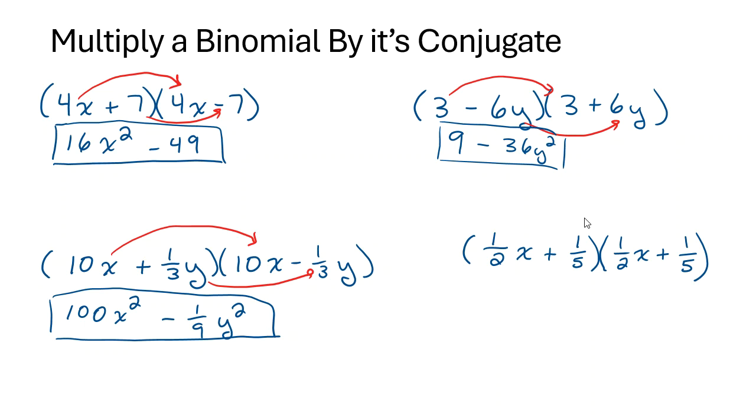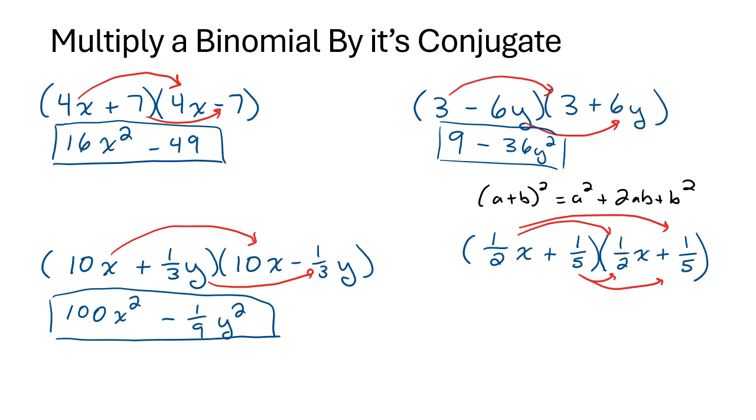All right, let's look at this one. Are those conjugates? 1/2 x plus 1/5, 1/2 x plus 1/5. No, those are not conjugates. So we can't just do the first and the last. Now we've got to do first, outside, inside, last. And as a matter of fact, you may recognize this as the square of a binomial, where you could use the formula that you may have learned before: a plus b squared is a squared plus 2ab plus b squared. That's the situation we have right here. Let's go ahead and FOIL this out, and then we'll show how it meets that formula.